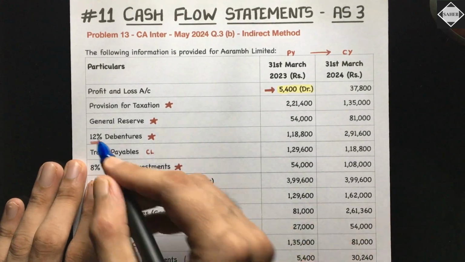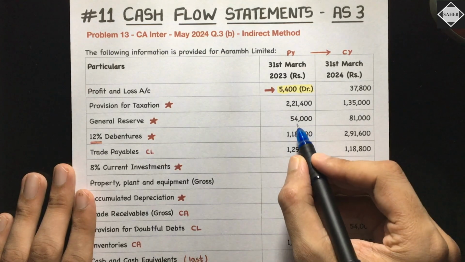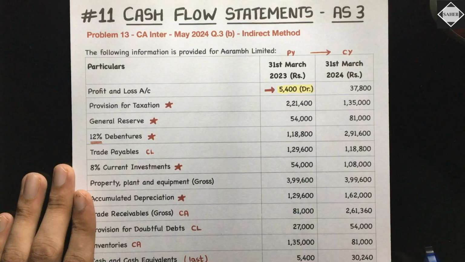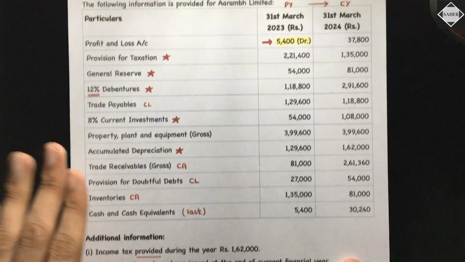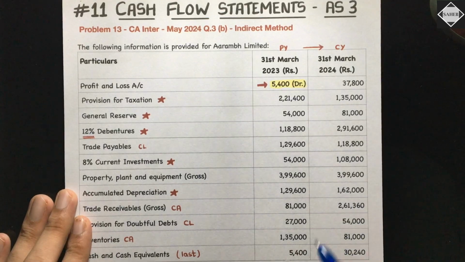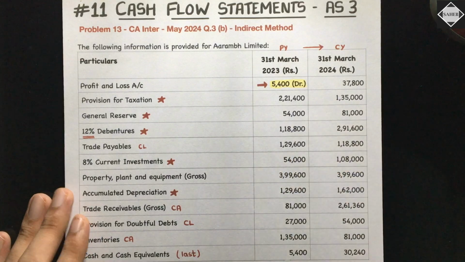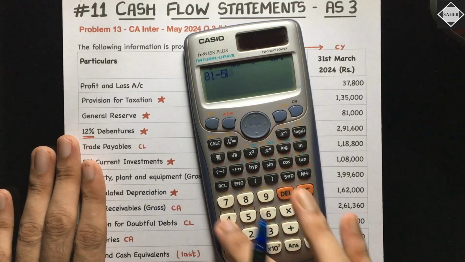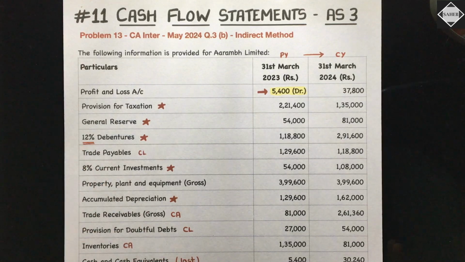Next, what do we have? Next, we have general reserve. Now see, in general reserve, what has happened? General reserve was 54,000 opening balance. From 54, it has become 81,000. How has it increased? Is there any adjustment regarding that? No, nothing. Then we can easily assume that we have transferred to GR 81 minus 54, that's equal to 27,000. So 27,000 appropriation we have done to GR.